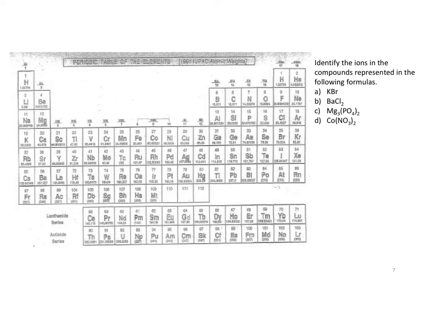All right, identify the ions in the compounds represented in the following formulas. All right, so we have potassium. You got to get your periodic table out. Where is that? That's group 1, so that's +1. And then bromide is the nonmetal. It's in the group -1. So bromide is -1. Barium, where is barium? Barium is here. This is the +2.